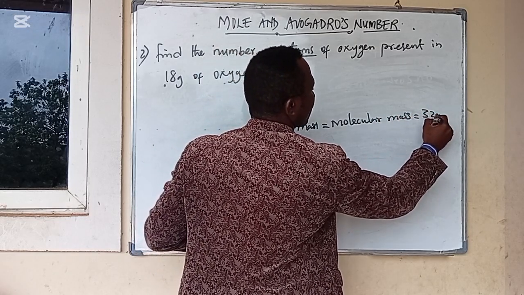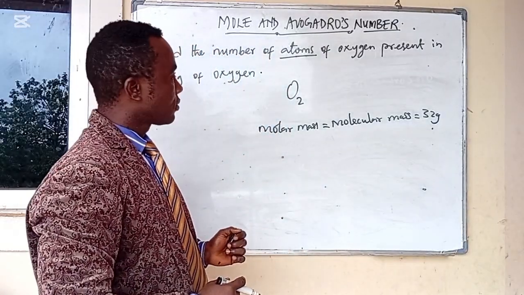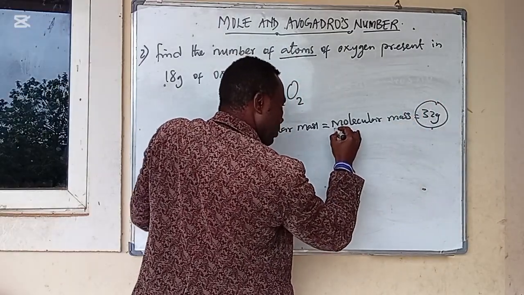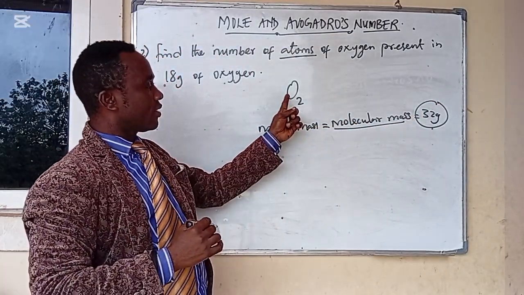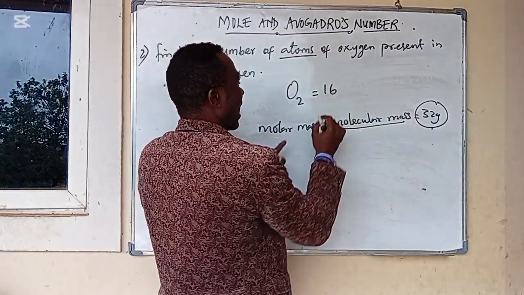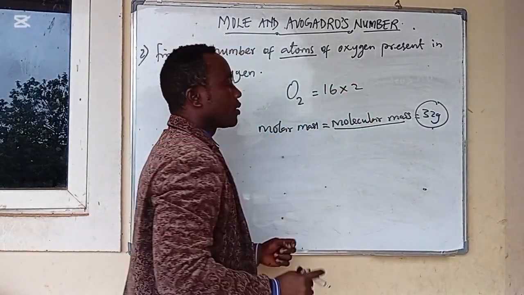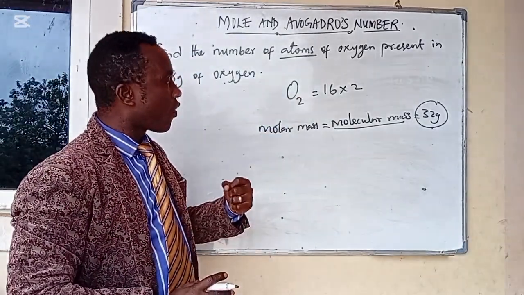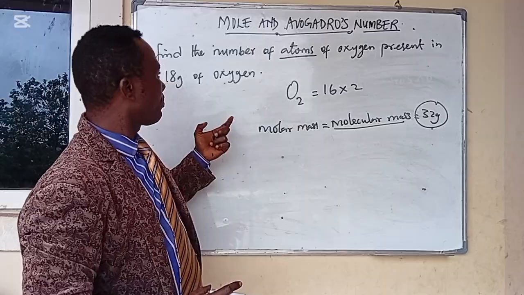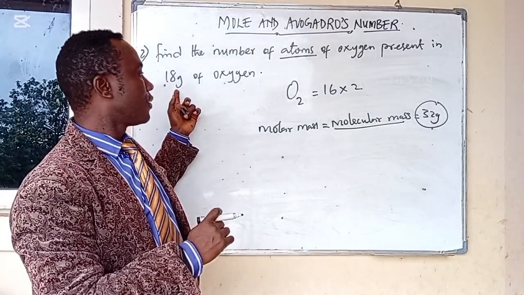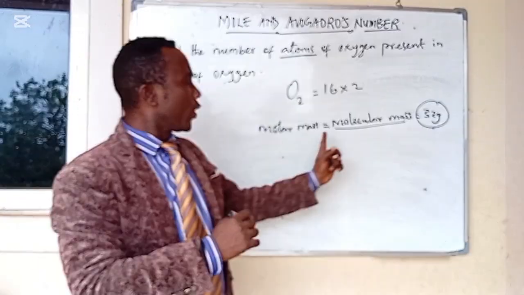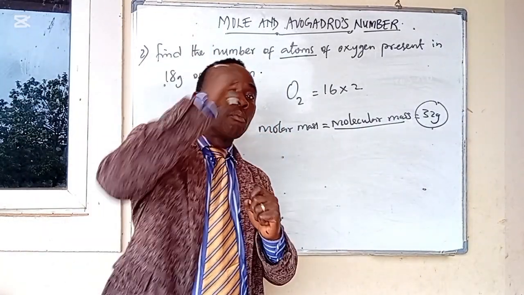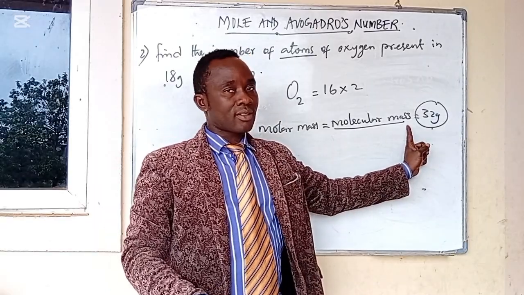That is 32 gram per mole. That will be the molar mass. The molar mass of oxygen, which is 32 gram, is the molecular mass, because oxygen exists as a molecule, which is 16 atomic mass, 16 times 2. Now listen, because oxygen exists as a molecule, if you are looking for the number of atoms present in a given mass of oxygen, you will not use the molecular mass. Assuming they ask you to find the number of molecules, you will use the molecular mass.